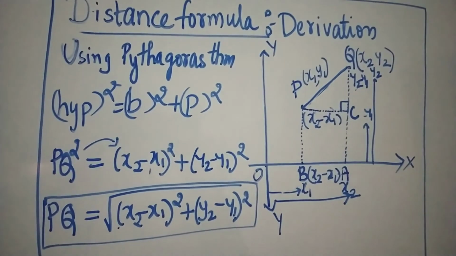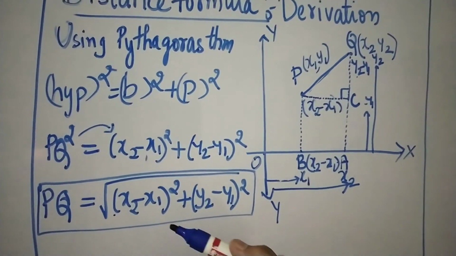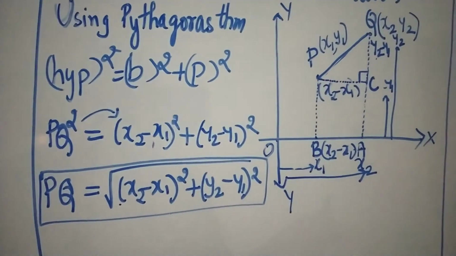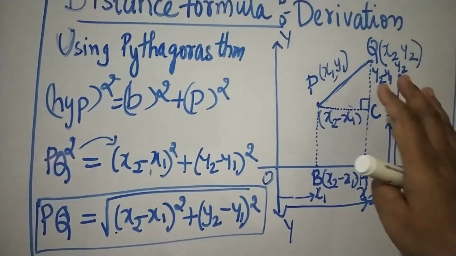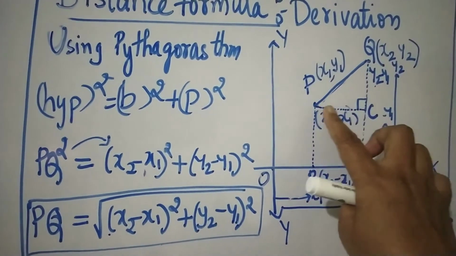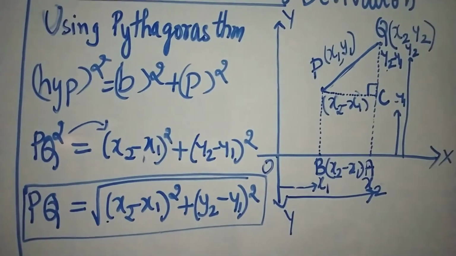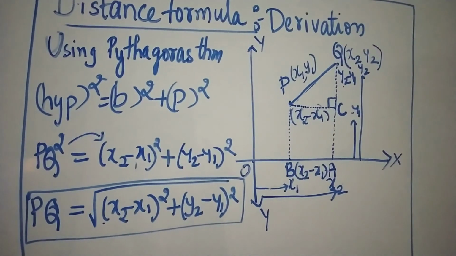So this is what the derivation is. If you remember how we have come to the conclusion that the distance formula is this, then you will not have to memorize the distance formula. You just have to remember a few things, like that we have used Pythagoras theorem, and Pythagoras theorem is very basic for everybody.